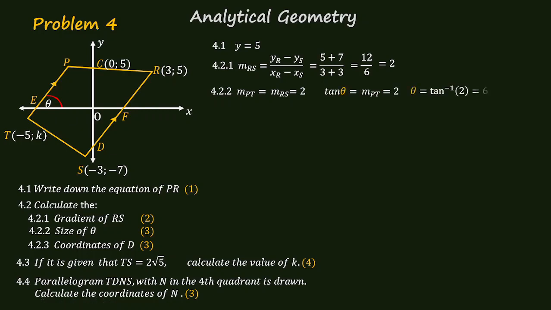That relationship gives us theta as 63.43 degrees. Remember, the relationship between the angle of inclination and the gradient of the line of interest is given by the tangent of the angle of inclination equals the gradient of that particular straight line. In our case, the tangent of theta equals the gradient of TP. The gradient of TP equals the gradient of RS because the two lines are parallel to each other. Therefore, we use our understanding of trig and find 63.43 degrees. That is the angle of inclination, the size of theta.